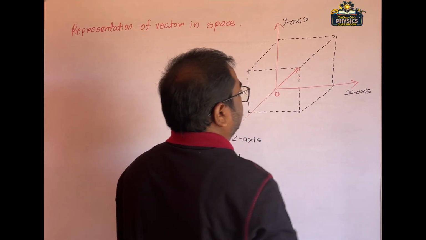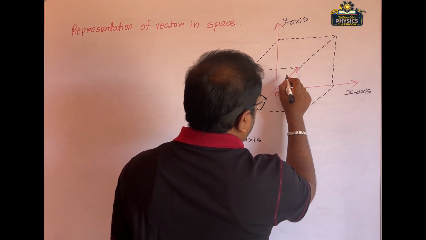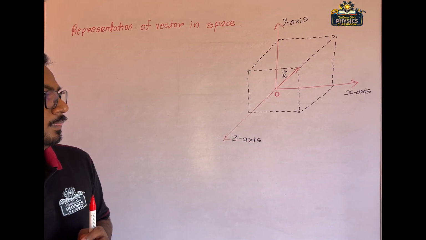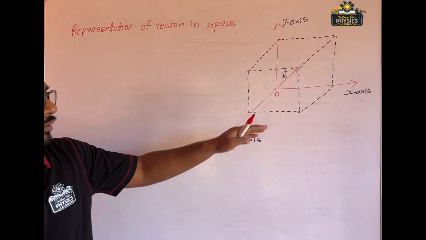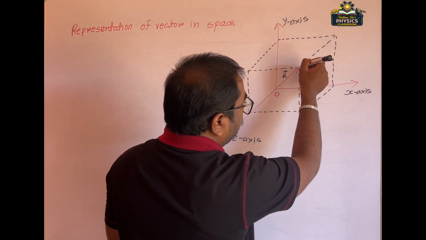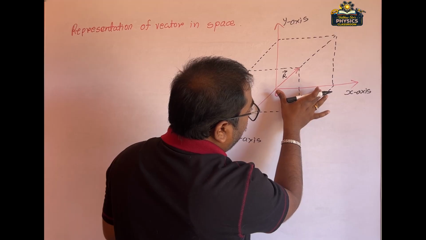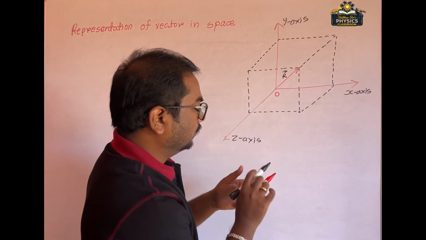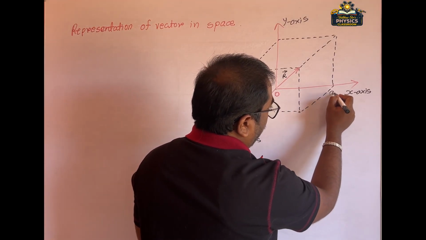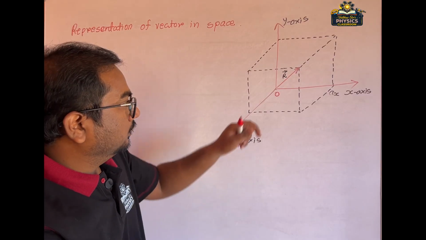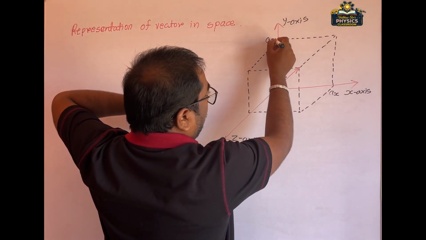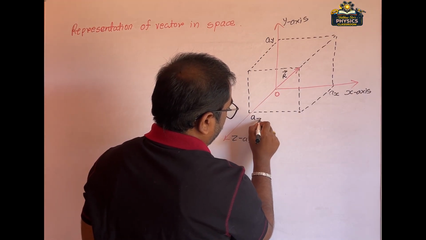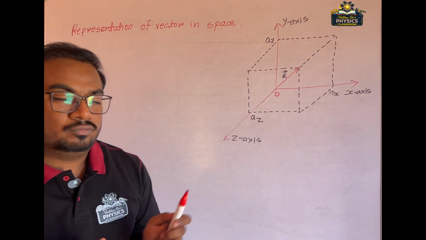Okay. If I am drawing from the origin, there is one vector. This is the vector, right? Just like that. So how can we represent it? So this is the value. This will be the value of x-axis, or the component on the x-axis. This is the component on the y-axis and this is the component on the z-axis. Right. We already know.